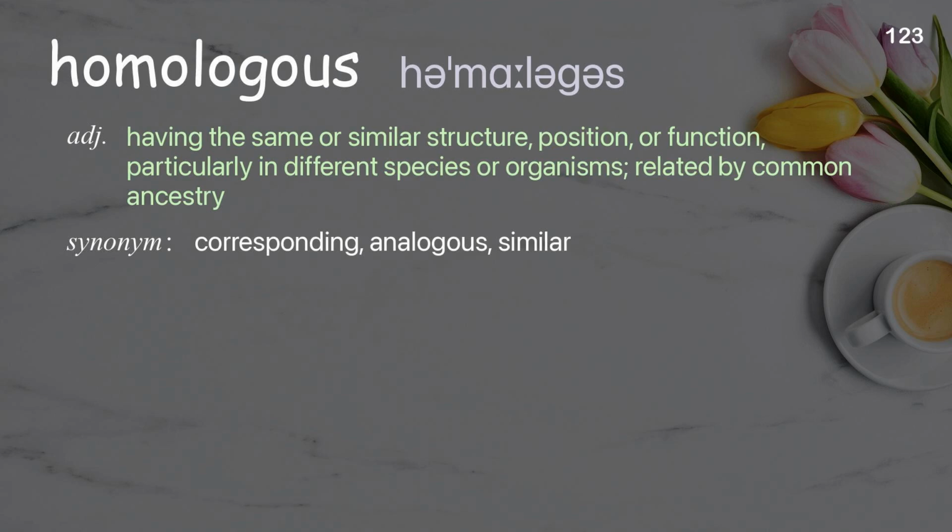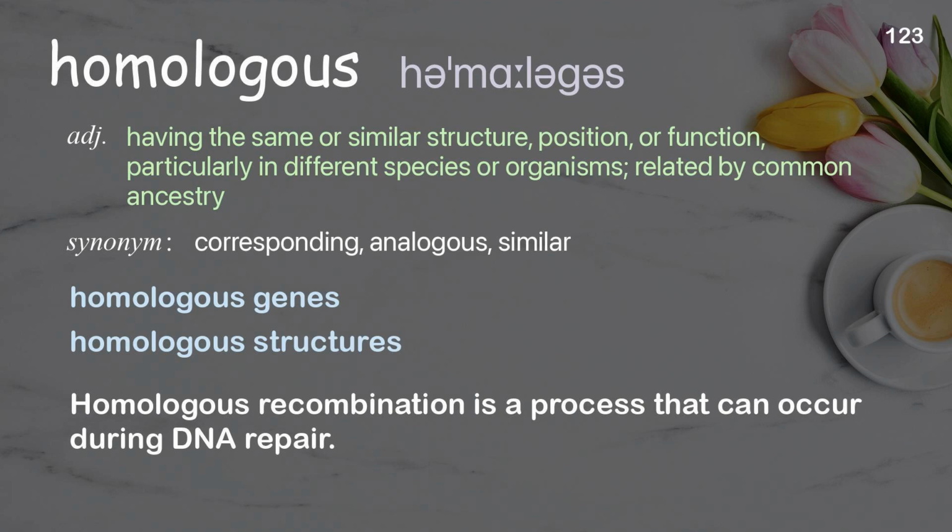Homologous: Having the same or similar structure, position, or function, particularly in different species or organisms, related by common ancestry. Examples: Homologous genes. Homologous structures. Homologous recombination is a process that can occur during DNA repair.